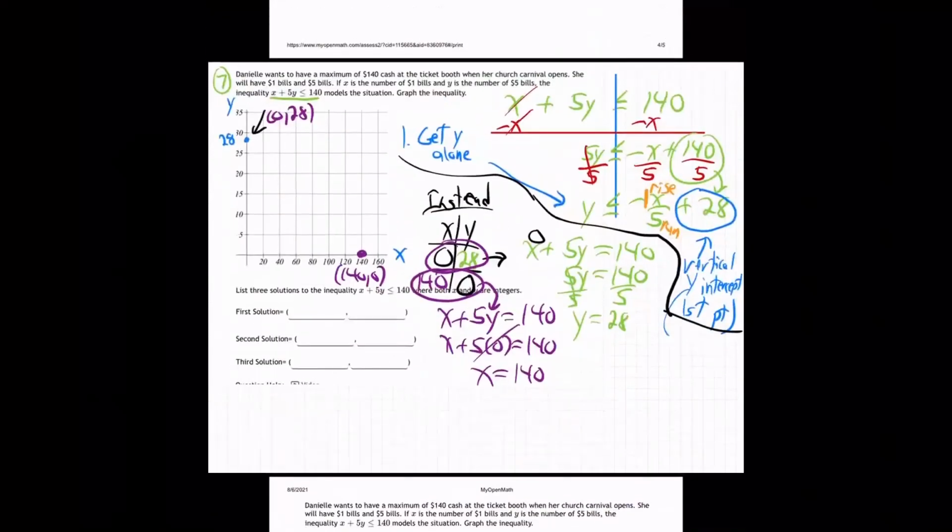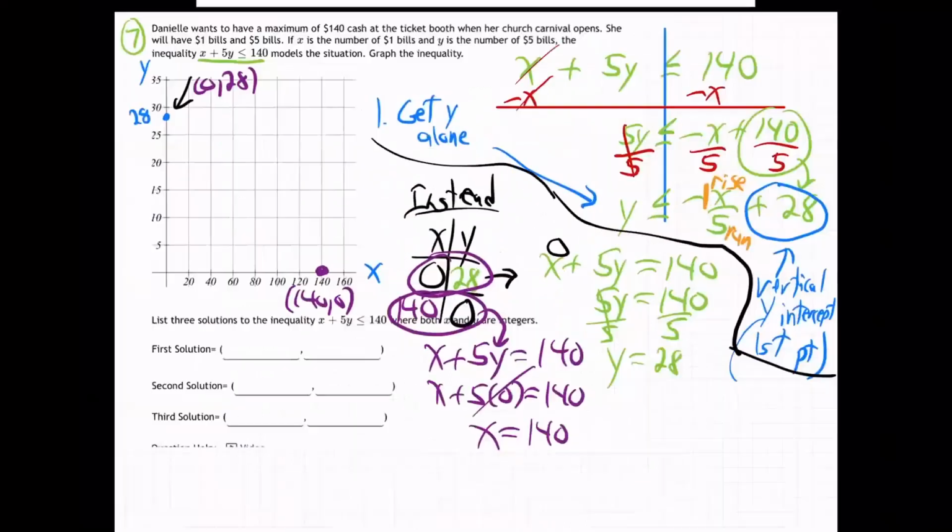So instead, what I'm going to do is I took the equation and went back to the original equation. I made it equals because I'm just trying to find points on the line, not the shading, not the greater than, less than, above, or below the line. It's right on the line for the equals. Plugged in 0 for X, solve for Y, 28. Then I plugged in 0 for Y, solve for X, 140. Now we can connect the 2 dots. So here we go. Boom. There's the line.